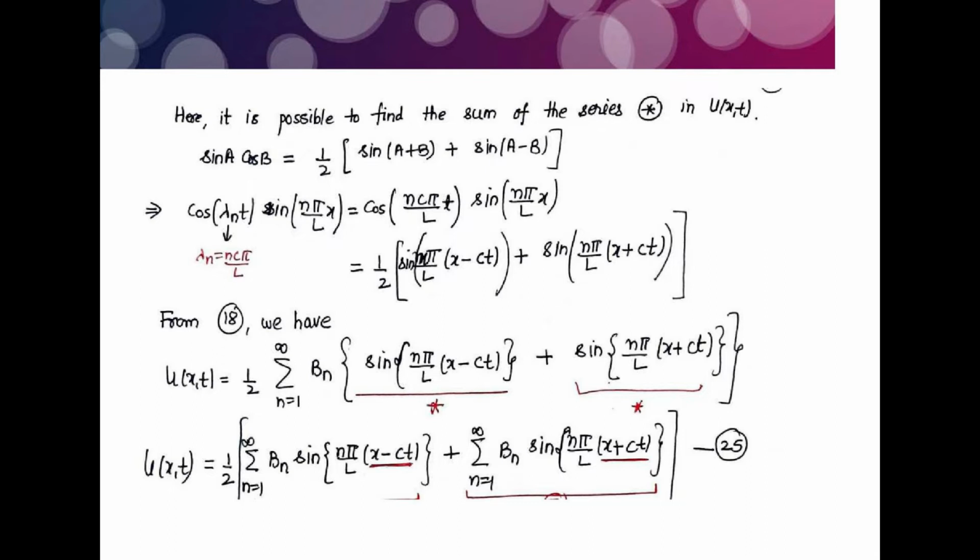Now separate these two terms. So I am just rewriting it. u(x,t) is half summation over n from 1 to infinity of Bn sine(n pi over L (x minus ct)) plus summation over n from 1 to infinity of Bn sine(n pi over L (x plus ct)), which I am denoting as equation number 25. Now we further simplify this equation number 25.